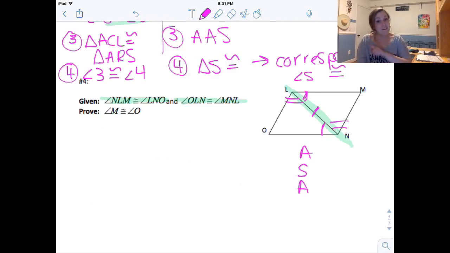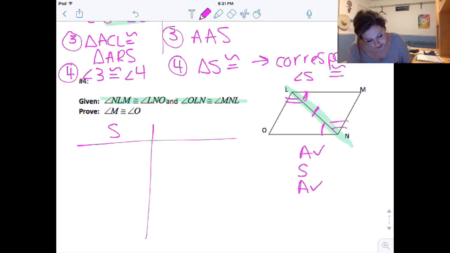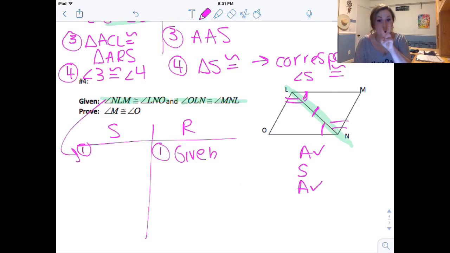Now look in your given. You have 2 congruent statements already, one for an angle and one for another angle. So I am going to start statement, reason, number 1, given. And my given covers 2, count them 2, of those congruent statements.